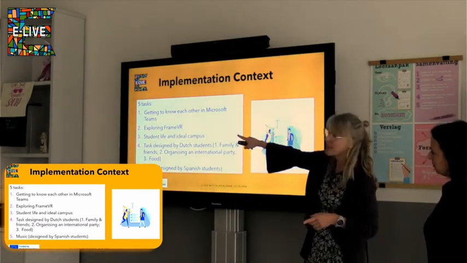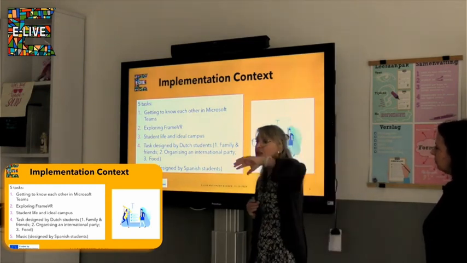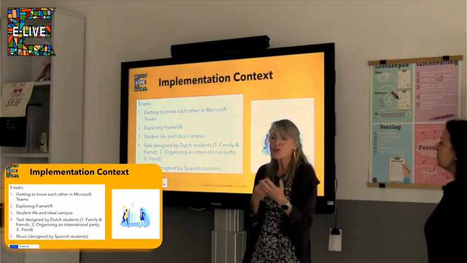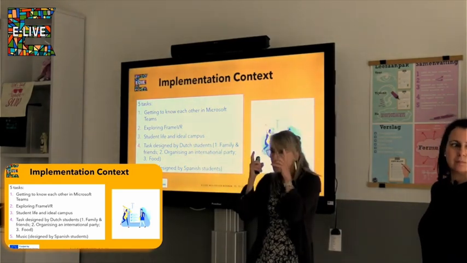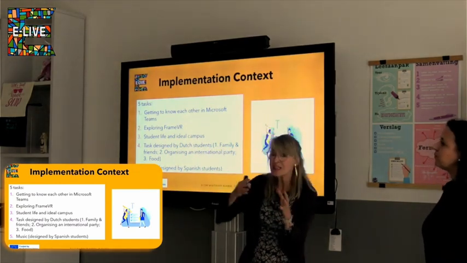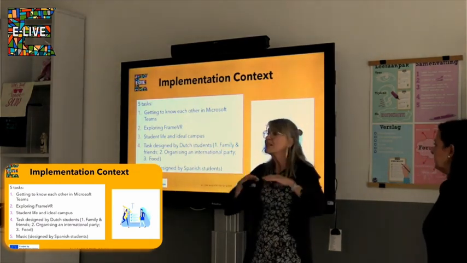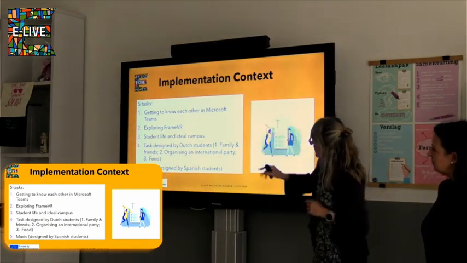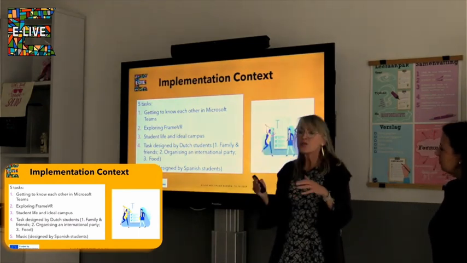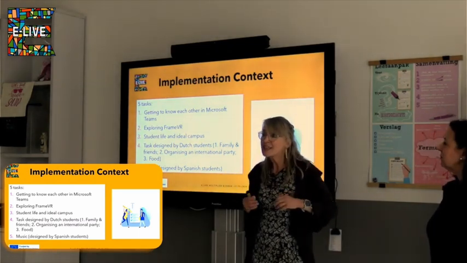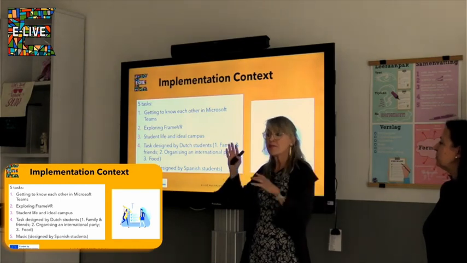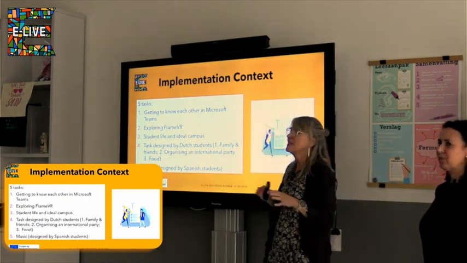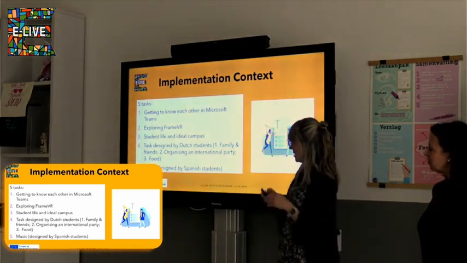So the second one is exploring from VR. They had to go to the Dutch and to the Spanish village and talk about what they see there, cultural artifacts that are there, take pictures of what they think is interesting, culturally speaking, and create at the end a Padlet with the pictures they had taken and the whole experience. The third task was to talk about the student life and then create a virtual campus within FrameVR, because we have not got a campus there. We have different buildings, but it was also very relevant for FrameVR.